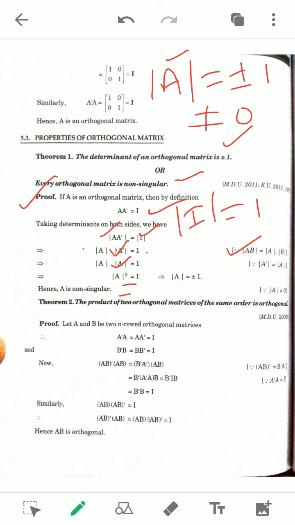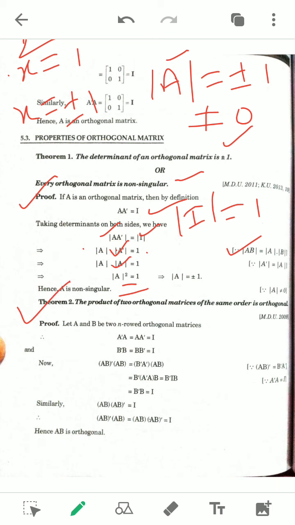And you know very well that when we have x square equal to 1, then x can have the value either positive 1 or negative 1. So in this way we can prove that every orthogonal matrix is non-singular, or the determinant of an orthogonal matrix is plus minus 1.